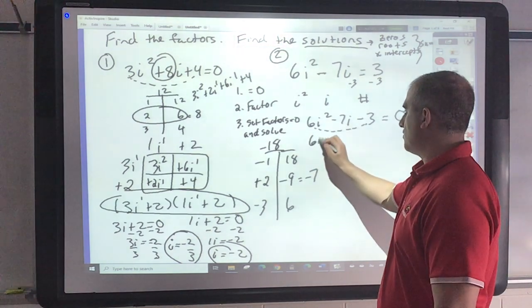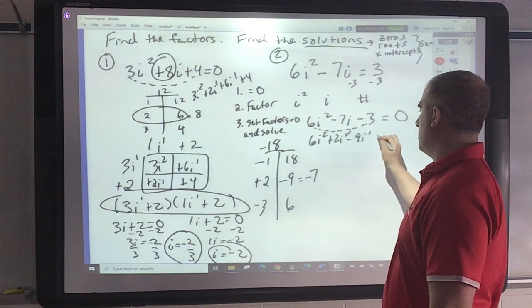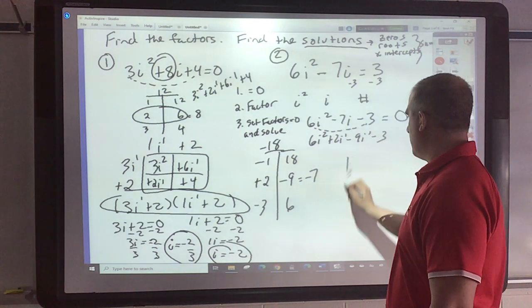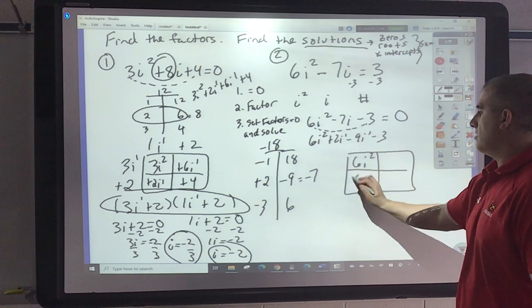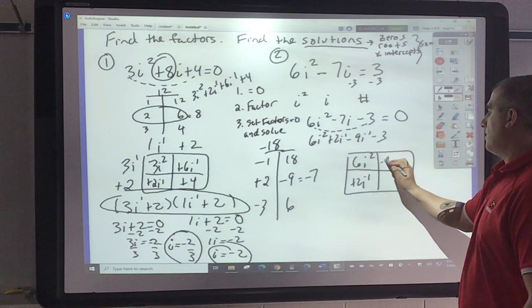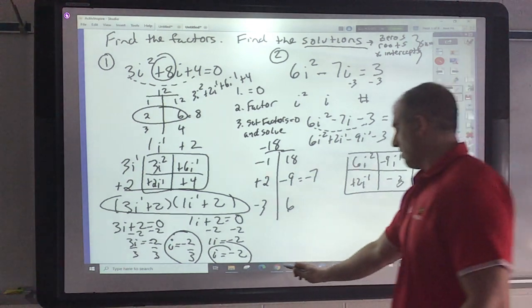So this is now 6i squared plus 2i minus 9i to the first, minus 3. Make my box. Nothing changes. 6i squared, 2i to the first, minus 9i to the first, minus 3. I am doing GCFs for all of them.